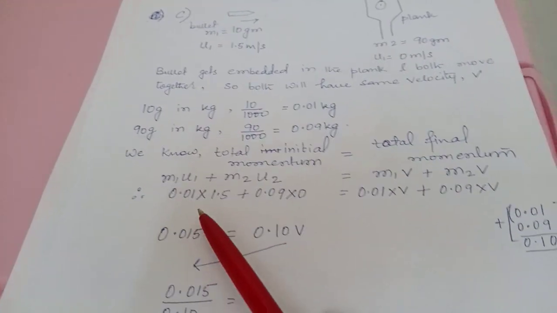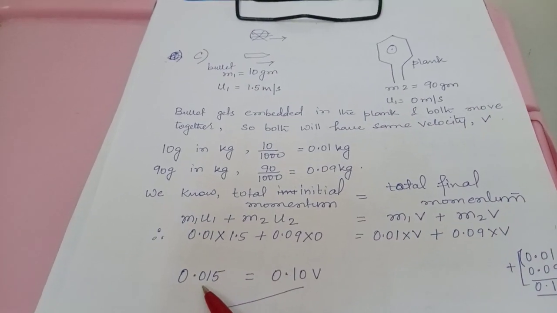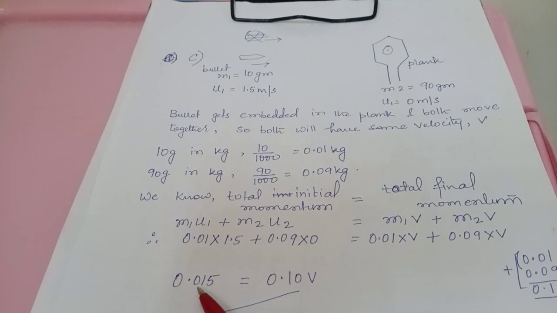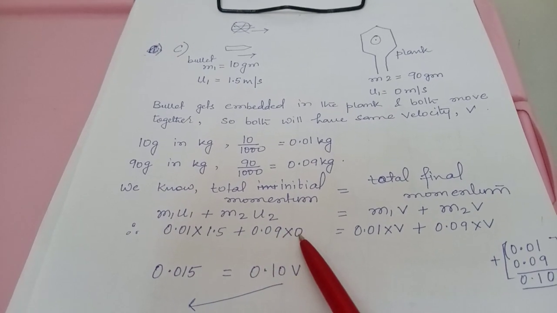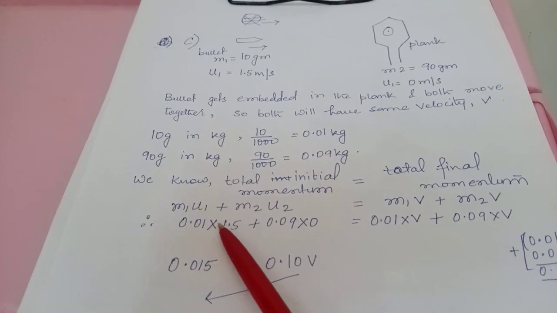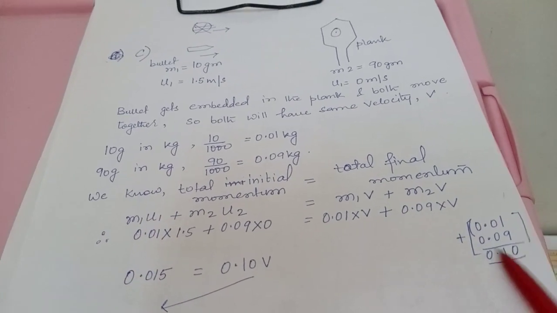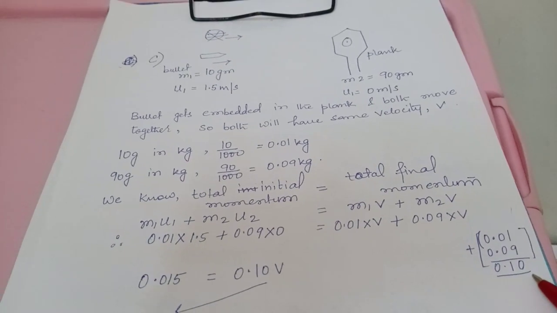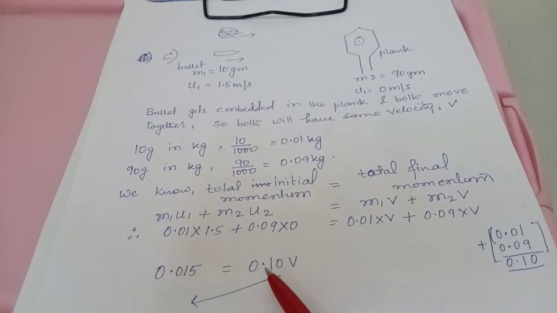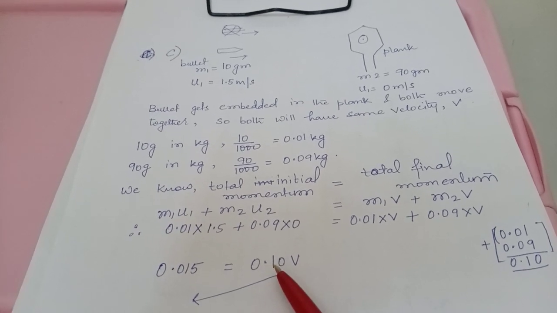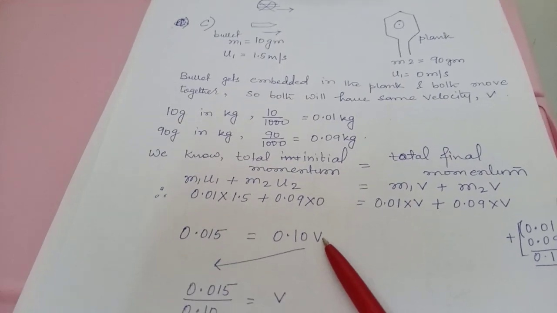So it is a basic calculation. If you do, you will get 0.015. Okay, the second term becomes 0 because anything multiplied by 0 will be 0. So this we are having, and here if you do addition you will get 10. Okay, so put the decimal: 0.10 v, where v is the final velocity.